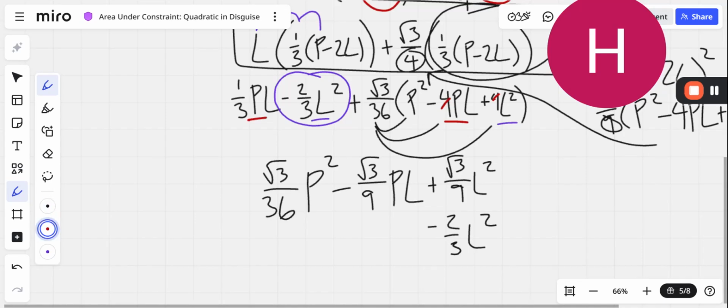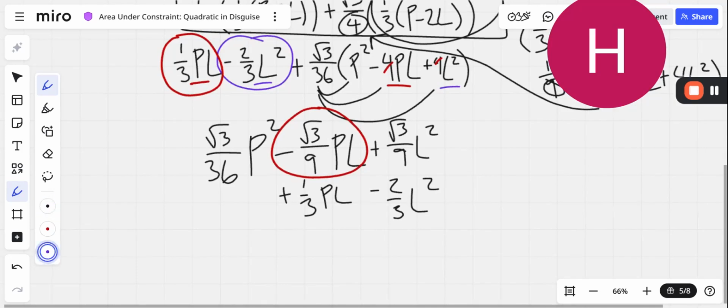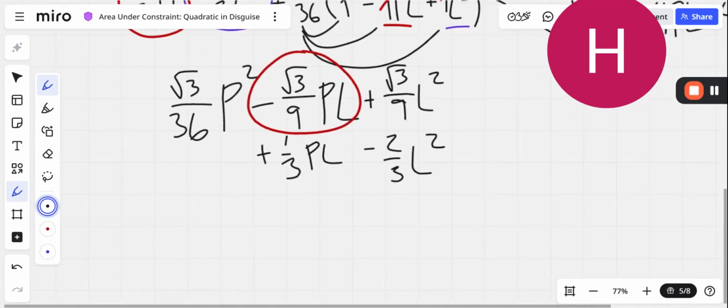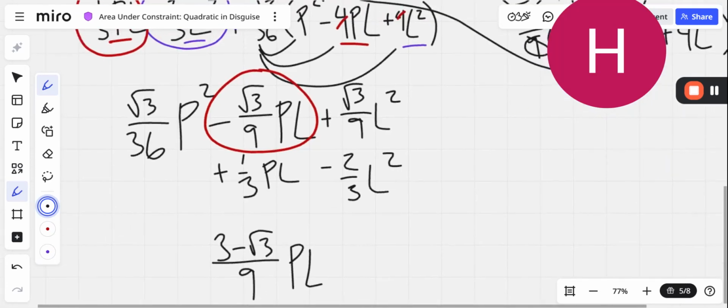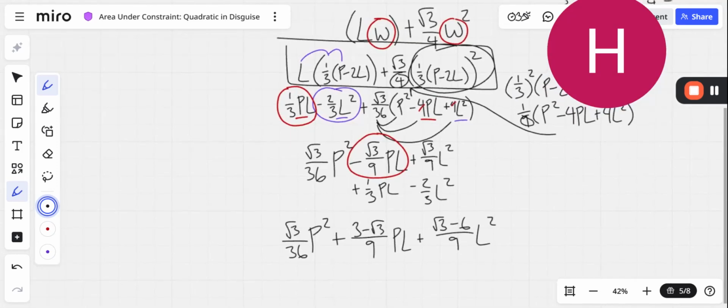And then I can combine the PL terms together. So plus 1/3 PL. And it looks like I need to change the denominators here in order to combine them. So I'm going to call this 3 over 9, giving me 3 minus rad 3 over 9 in front of the PL. And I'm going to turn this into 6 over 9 so that I'm going to have root 3 minus 6 over 9 times L squared. The P squared term didn't really have anyone else to interact with. And this is our total area expression.